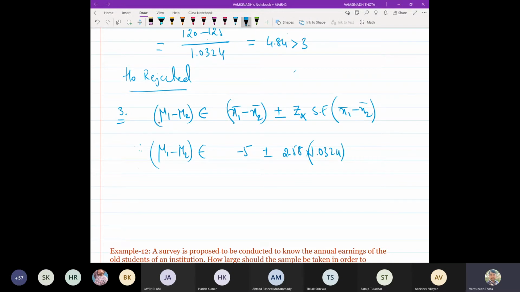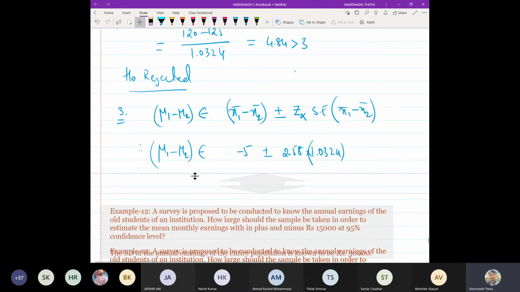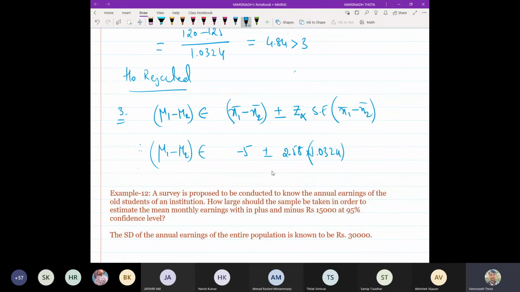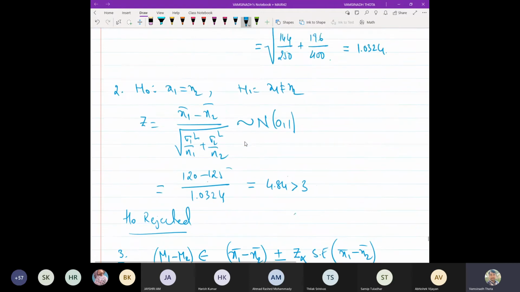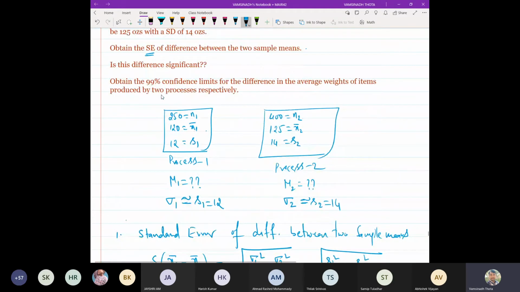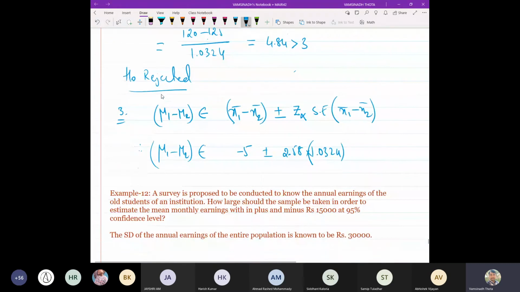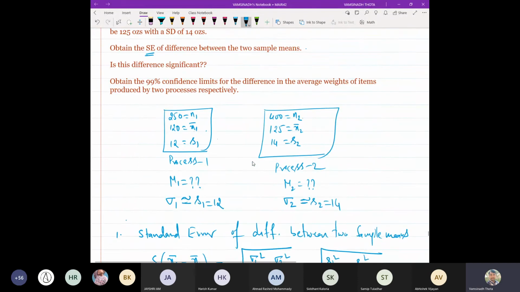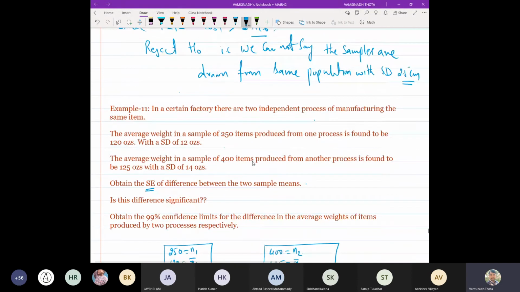Okay, so we are not saying where mu1 belongs or where mu2 belongs. We are saying only that the difference between the population means should lie between these two limits with 99% confidence. Okay, that is about this question. If you have any doubts, you can ask. Otherwise, we will proceed to the next exercise.